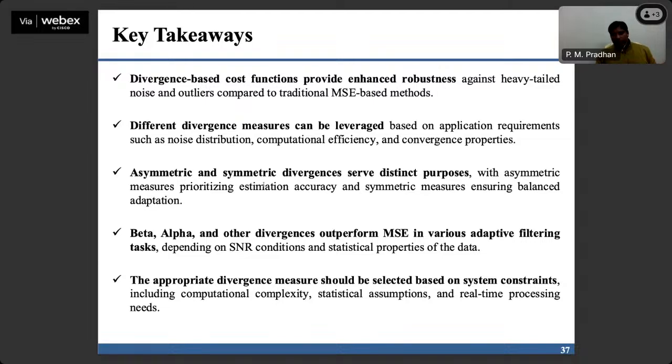Asymmetric and symmetric counterparts exist. Okay, and beta, alpha, and other divergence measures outperform mean square error in various adaptive filtering tasks. The appropriate divergence measures should be selected based on the system constraints.